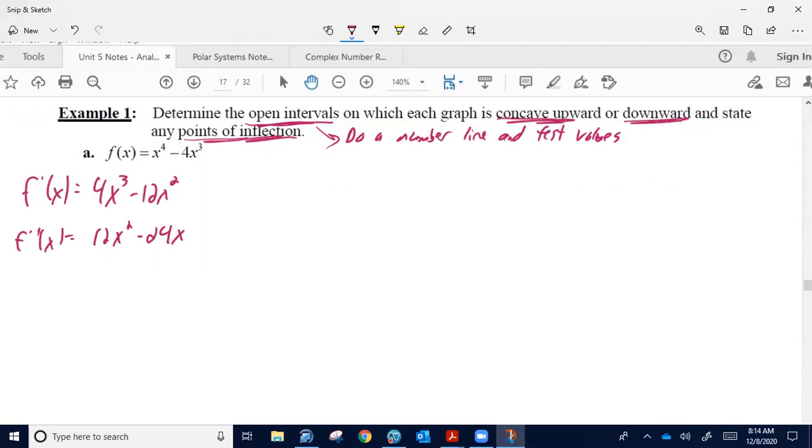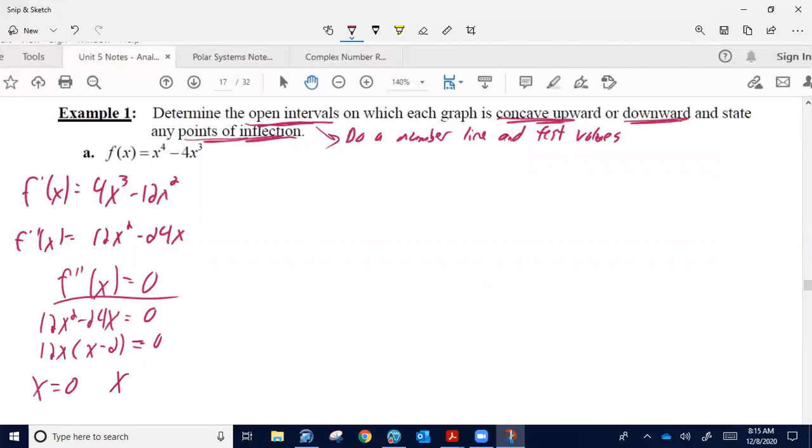I want to find the important numbers for this. So that just means second derivative equal to 0. 12x squared minus 24x equal to 0. We want to solve this. We can factor a 12x out. That's going to give us an x minus 2. When we solve this now, 12x is going to give me an x equal to 0. x minus 2 is an x equal to 2. Those are the important numbers.